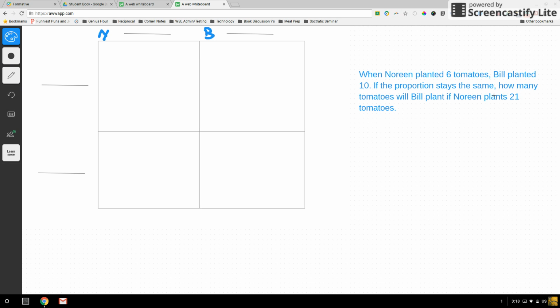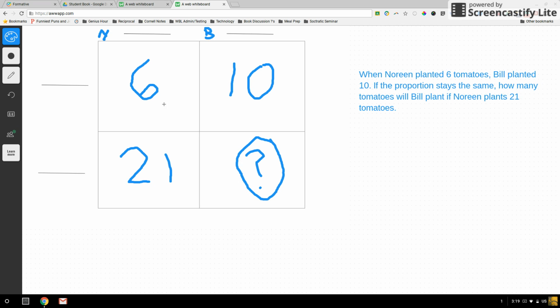So we have 3 numbers in here, so let's fill it in. So when Noreen had 6 plants, Bill had 10. So I'm going to fill that in. When Noreen had 6, Bill had 10. Now it says, okay, how many tomatoes will Bill plant if Noreen has 21? So we know if Noreen has 21, we're trying to figure out how many Bill would have. So you can see it's set up a factor puzzle. We have that missing number. This one's in a different corner this time, but that's okay. We're going to apply the same rules.